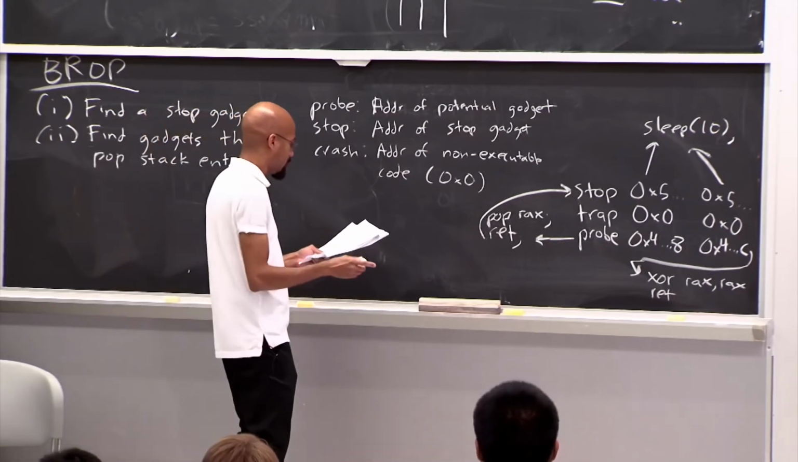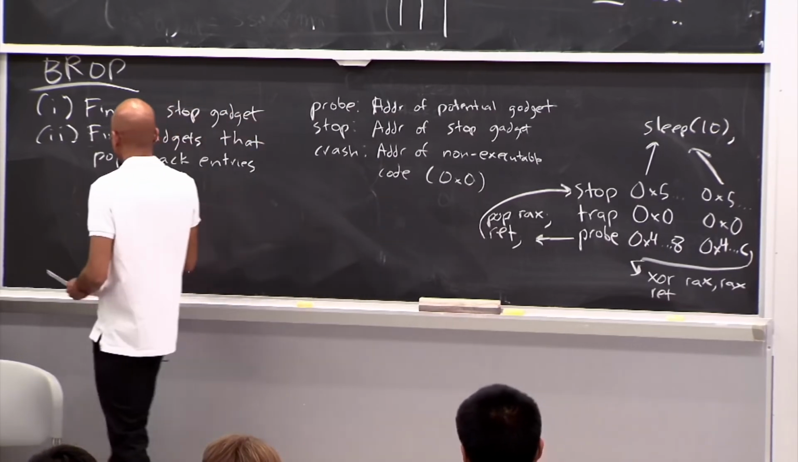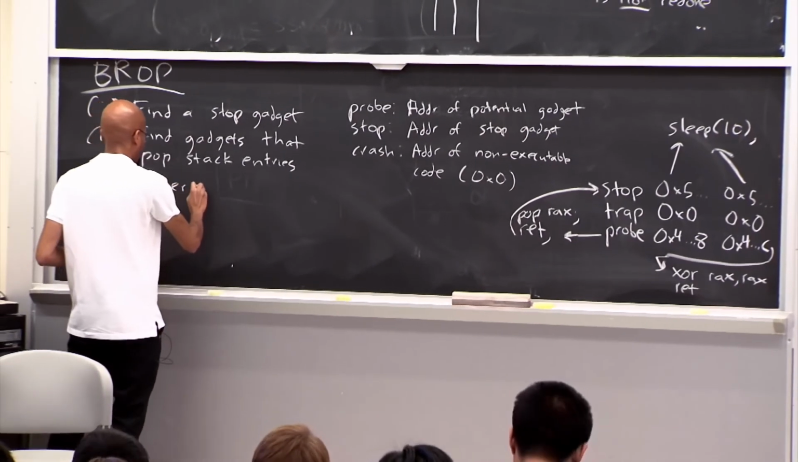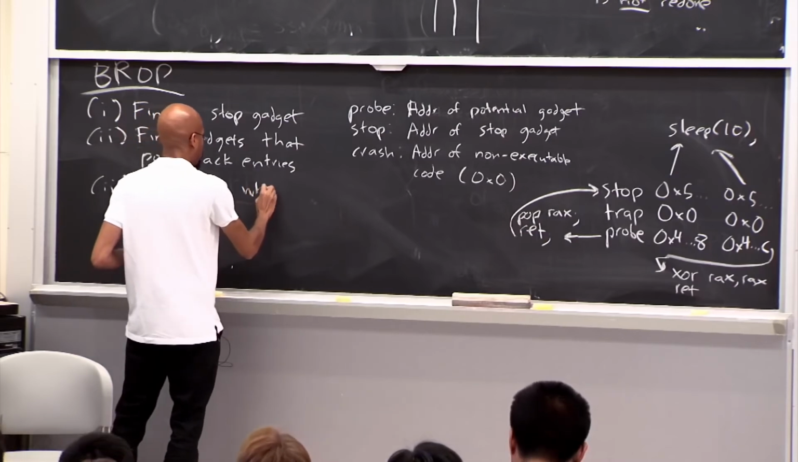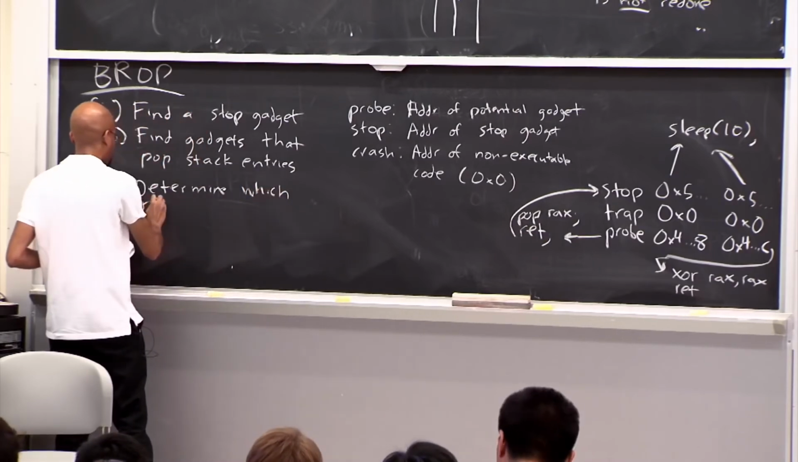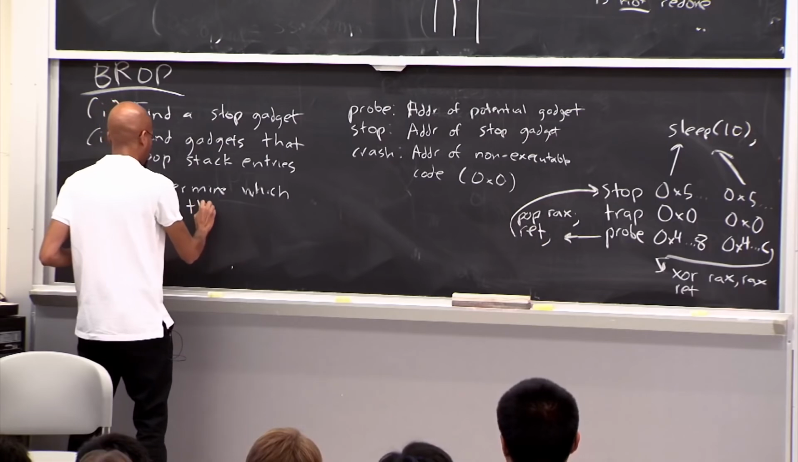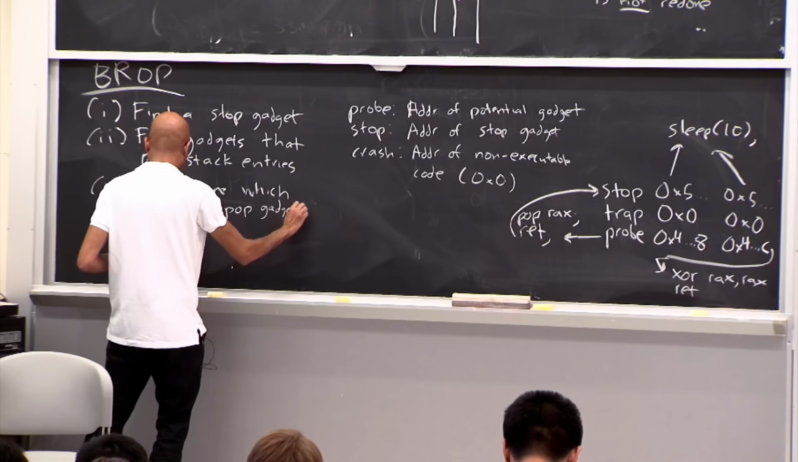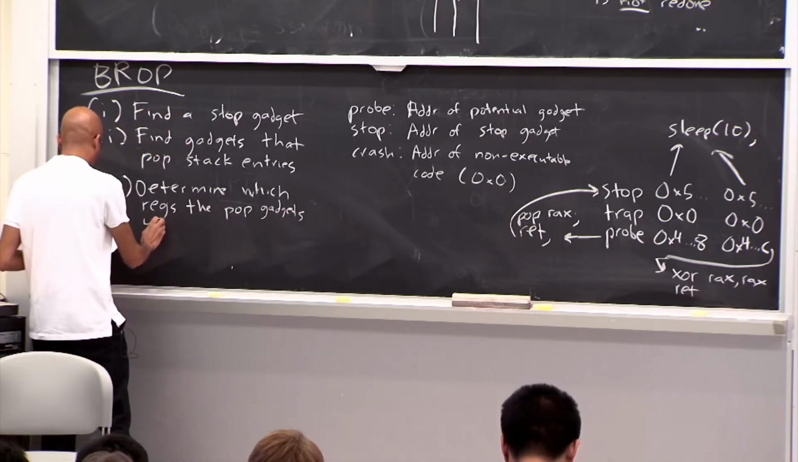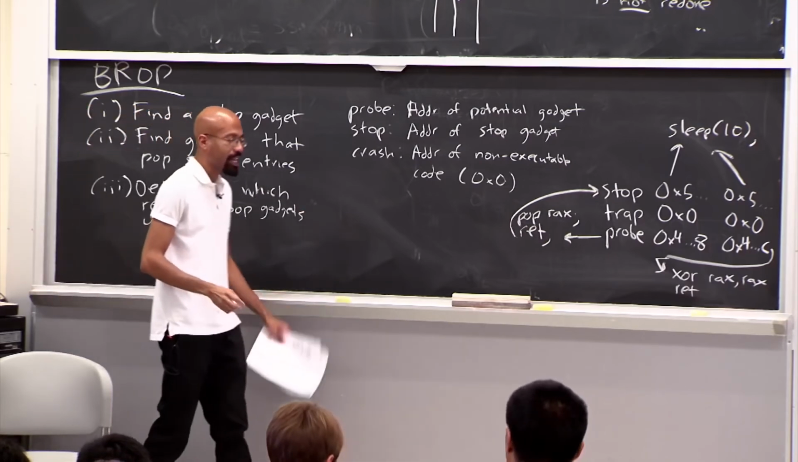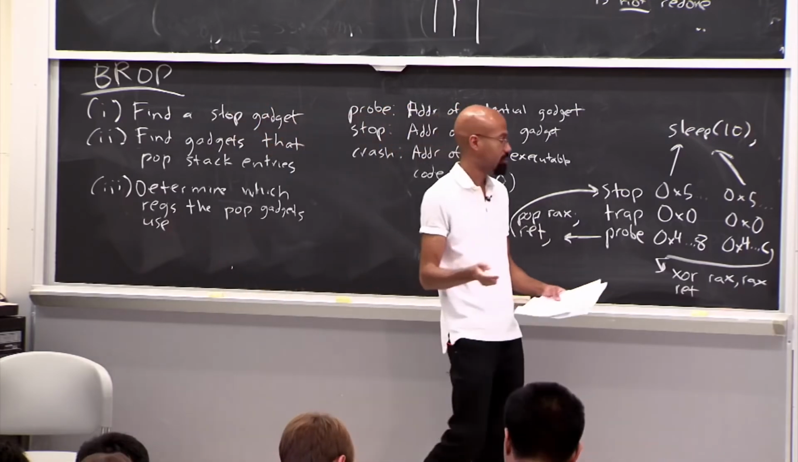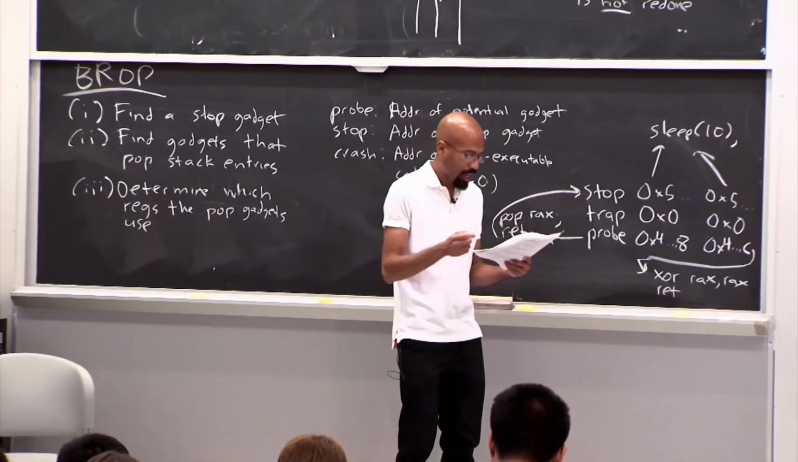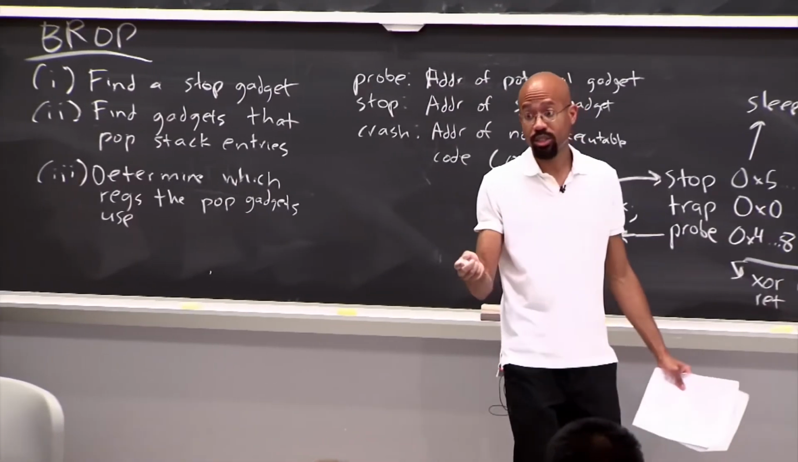Okay? So the next thing that we need to do is determine which registers the pop gadgets use. So how are we going to do that? Well, basically, we can take advantage of the pause system call. The pause system call takes no arguments, right? And that means that it ignores everything in the registers.